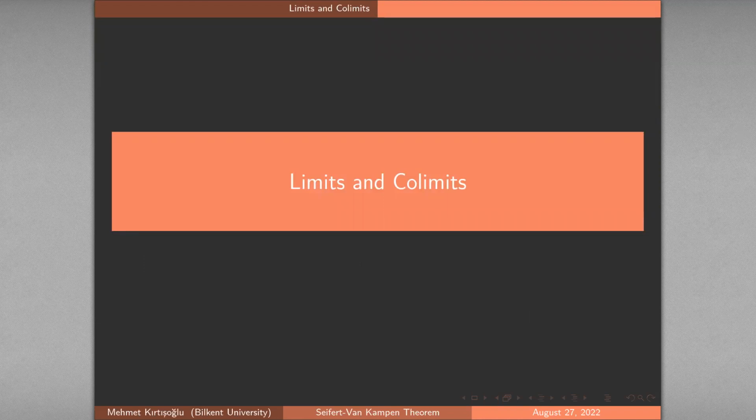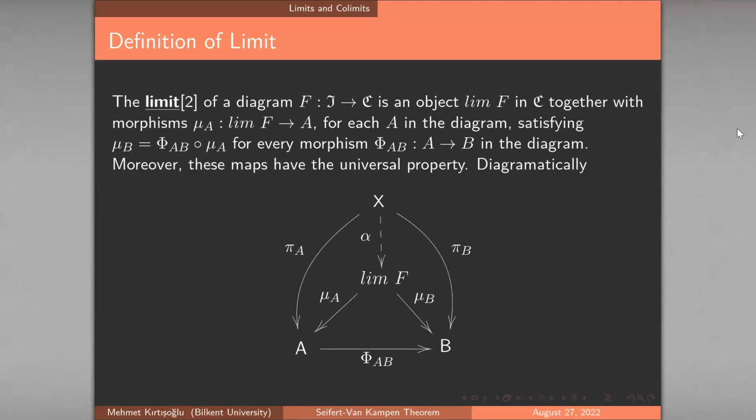Okay, let me define what a limit and colimit is. Before that, let me tell you what a diagram is. A diagram is the image of a category under a functor into another category. From now on, we have a functor from I to C. Let's say this is an indexing category, and we are taking its morphisms here, and let's say A to B is our diagram.